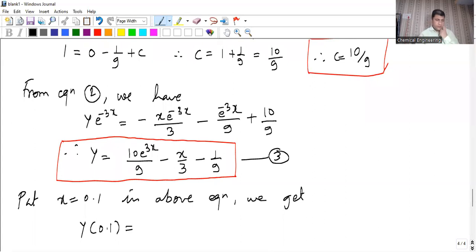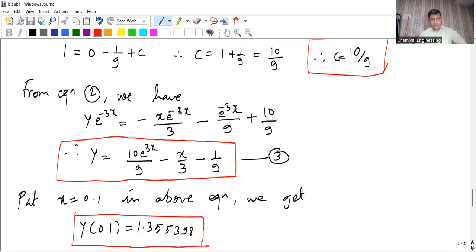The value you are getting? 1.35544. Yes, 1.35539. 398. Are you getting this value? Yes, sir. Same. Okay. So you can see this is the exact solution. This is the exact solution, 1.355398. This will be the exact value at that point.